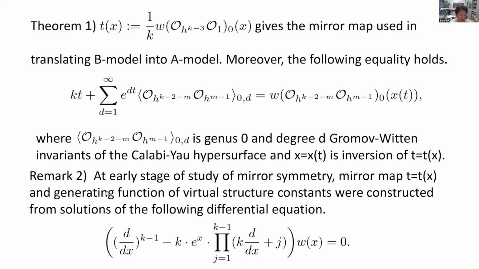And we remark here that at the early stage of the study of classical mirror symmetry, the mirror map and the generating function W were constructed from solutions of this Picard-Fuchs equation. So in this talk, we used residue integrals instead of this differential equation, right?